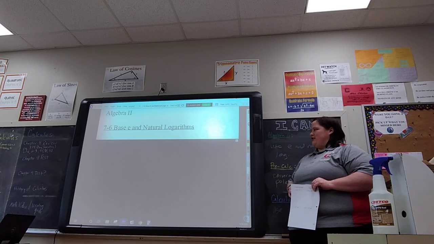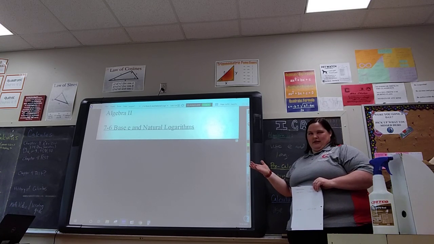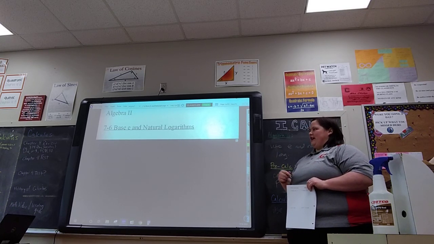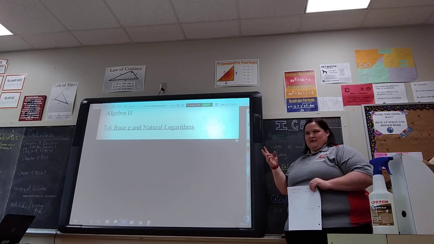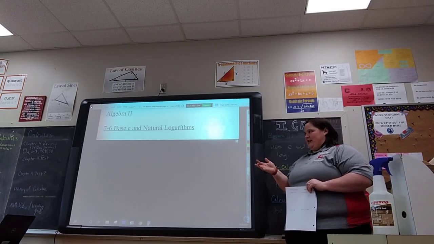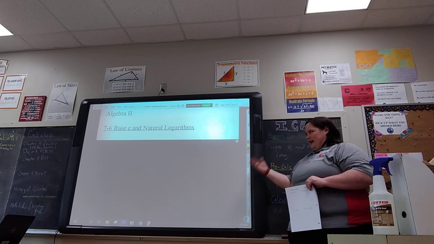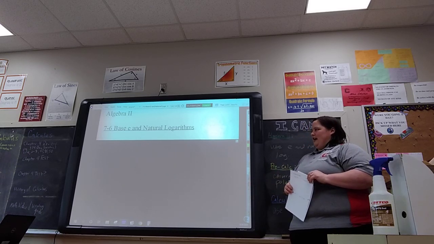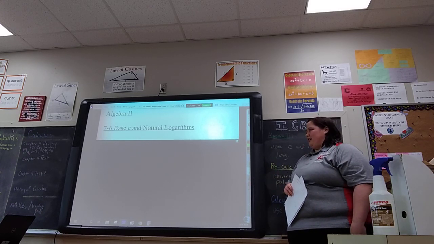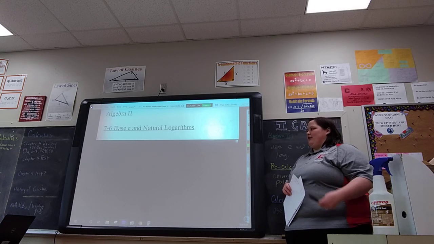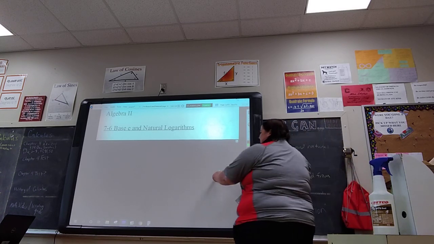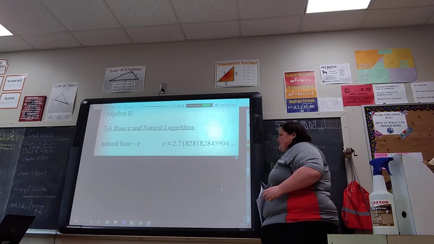And then also we're going to do something called a natural logarithm. And these two things are paired together because these two things are opposites of each other. So whenever they created the number e, since e is an exponential equation, it needed its own special logarithm to solve it. So that's where they came up with the natural log. Because e they call the natural base.